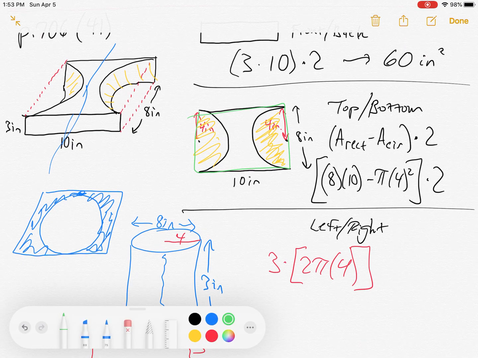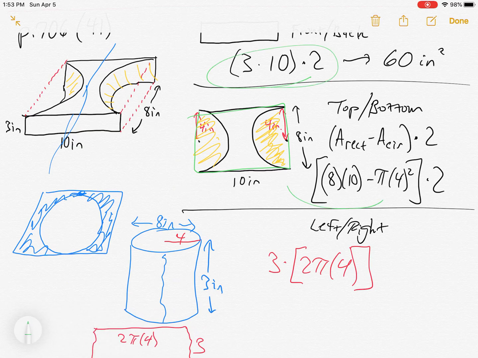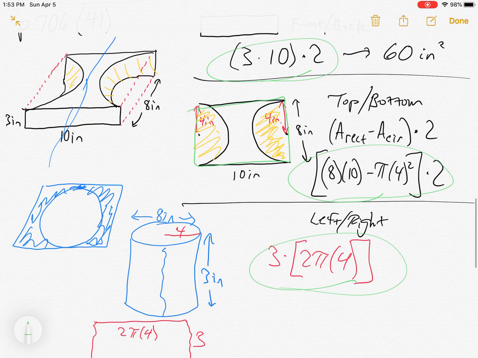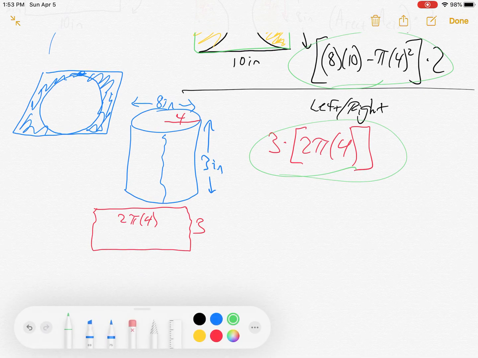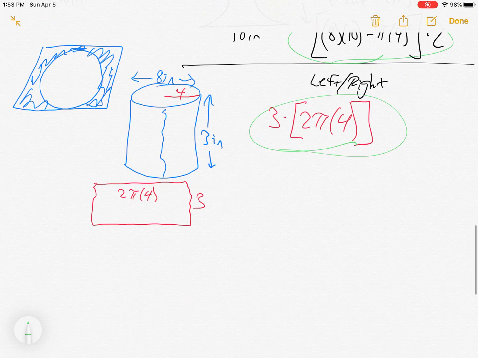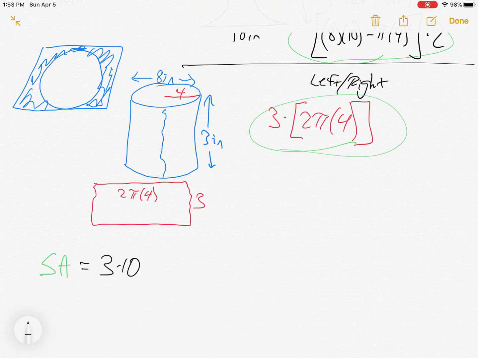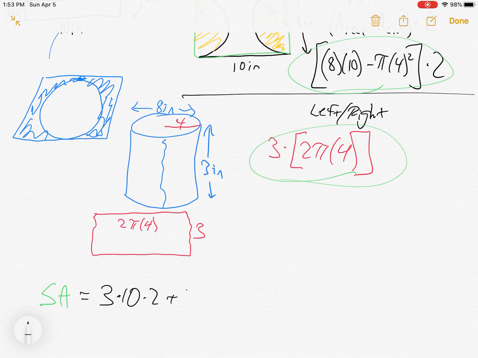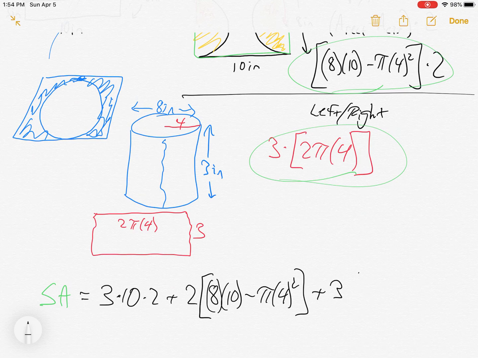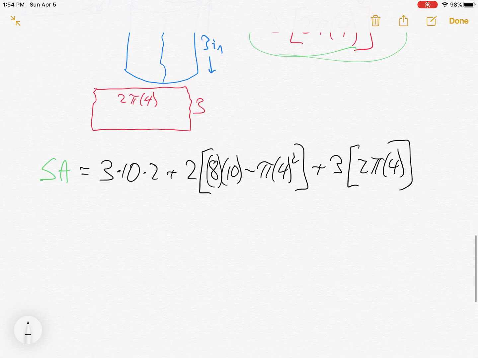So, okay, let's add those up. We already got that at 60. That, and that. Okay. So, sure I got this right. 3 times 10 times 2. So we have the surface area. Let's go to black. Is 3 times 10 times 2 plus, I'm going to put 2 in the front, 2 times 8 times 10 minus pi 4 squared. And then finally plus 3 times 2 pi times 4.